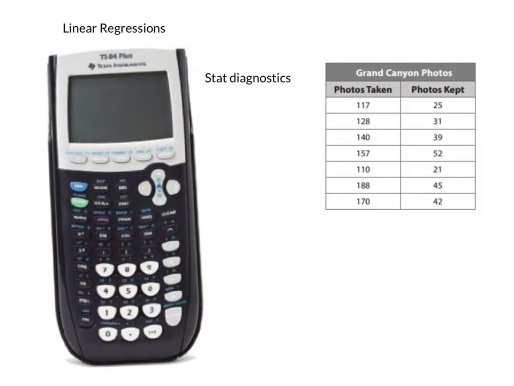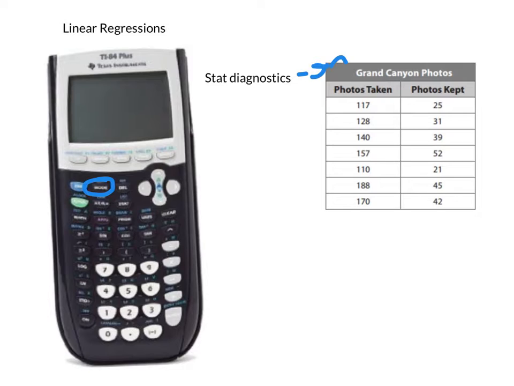The first thing that you want to do when you are doing a linear regression is to turn your stat diagnostics on. This is going to help you get your correlation coefficient so you can see how well the data fits the equation that you get. To turn your stat diagnostics on, if you have a TI-84 like the one shown here, you can go to the mode button here, and you can scroll down till you find stat diagnostics, and you just select to turn it on. It's a shortcut.